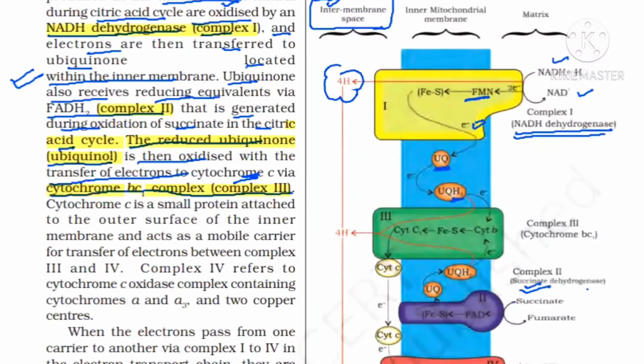When succinic acid is changing to fumaric acid, it is giving electrons to FAD, you can see carefully, check the arrow's orientation. It is also given to ubiquinone, which is getting reduced, and they both are giving to complex 3. From this side, ubiquinone is giving to complex 3, and from this side also, ubiquinone is giving to complex 3. That is cytochrome BC1. Is it clear? You can analyze the arrows carefully.